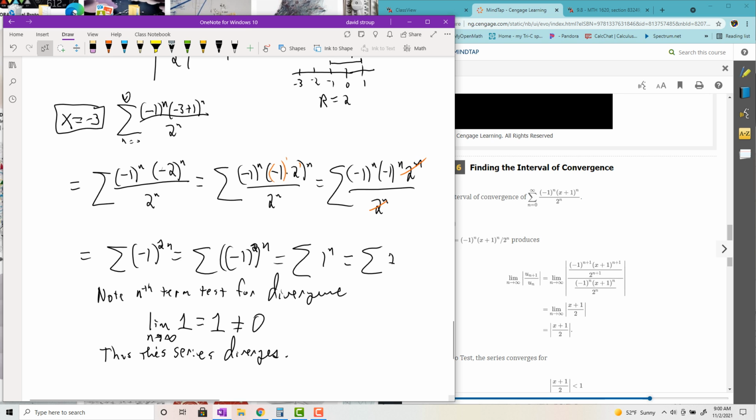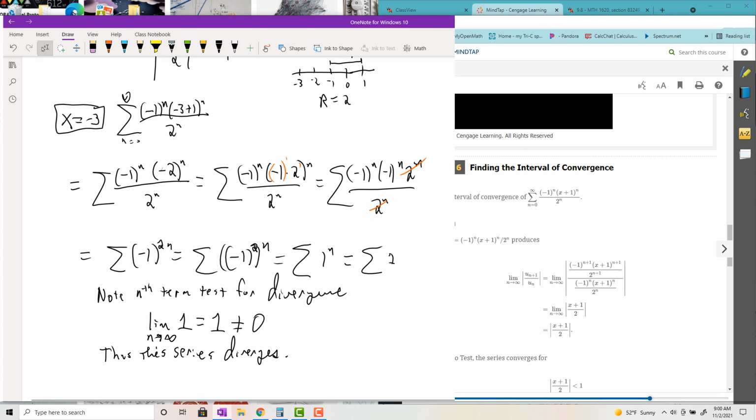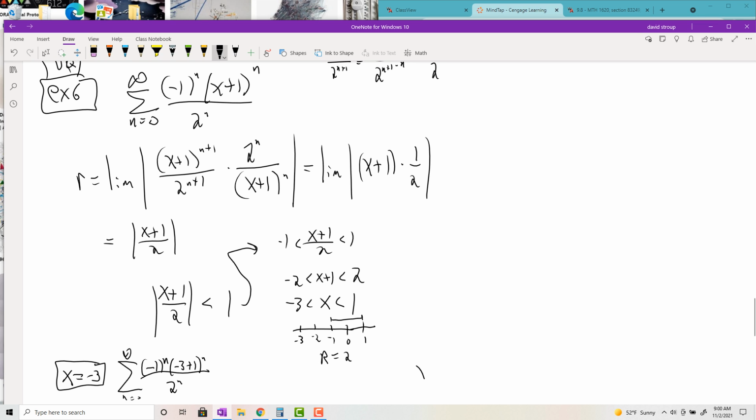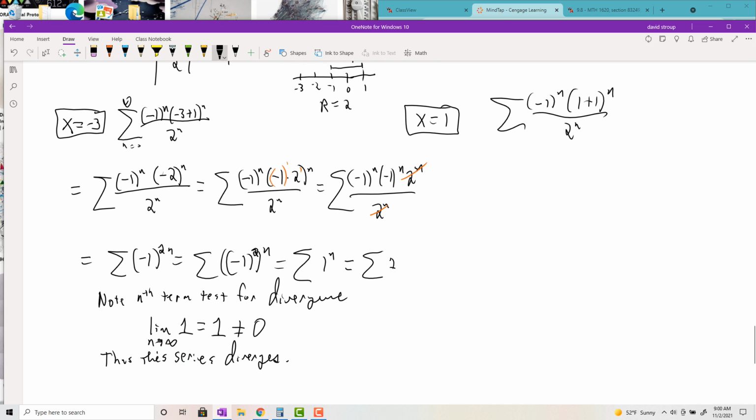I need to then check the other endpoint, which is 1. So x equals 1. And so I get the series -1 to the n times 1 plus 1 to the n all over 2 to the n. Again, you're doing some simplifications. So I have the series -1 to the n times 2 to the n all over 2 to the n. And again, these 2 to the n terms will cancel. So you end up with the series of just -1 to the n.